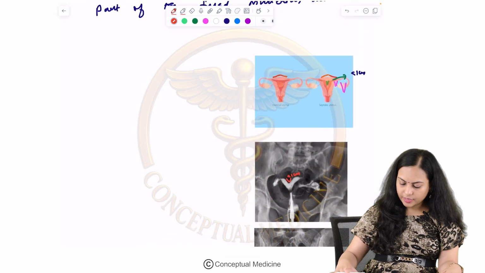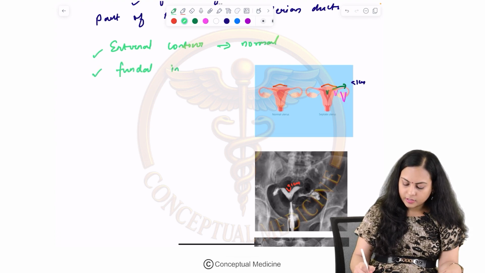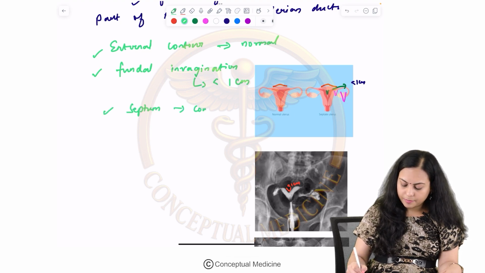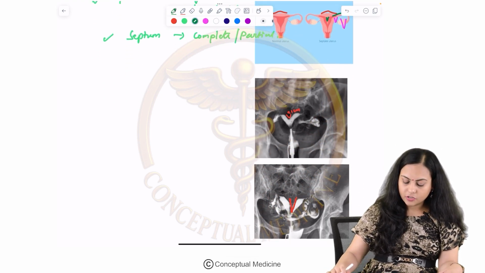So what are all the points we have seen now? The external contour is normal, then fundal invagination is going to be there that is less than 1 centimeter, and then the septum can be a complete or partial one. Okay, so what are the investigations you will do?